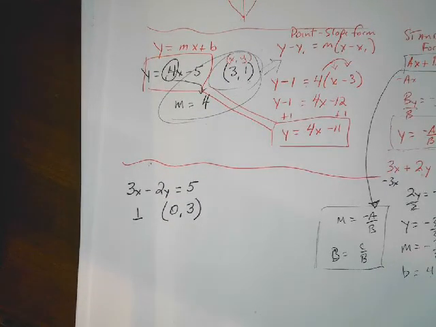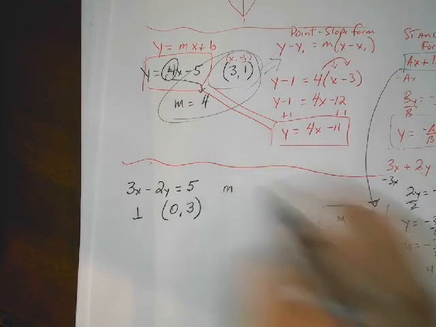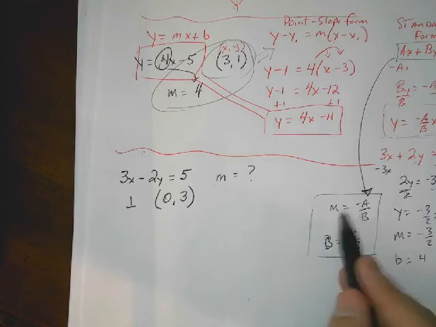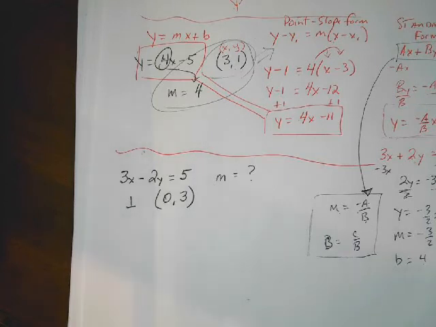All right, so if it's perpendicular to this line, the first thing we have to do is find the slope. Well, I showed you a shortcut, negative a over b. We could do that, or we could solve for y. Let's do it both ways. Let's solve for y first, and then we'll do the shortcut.